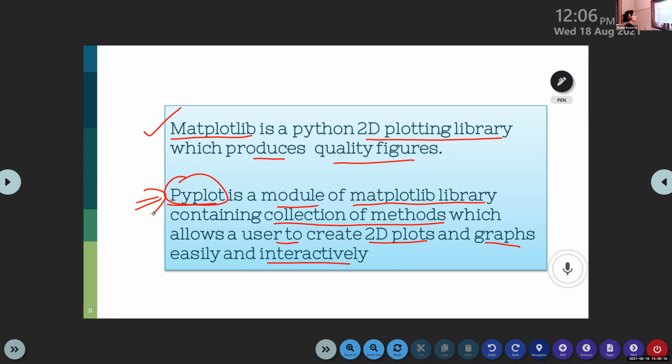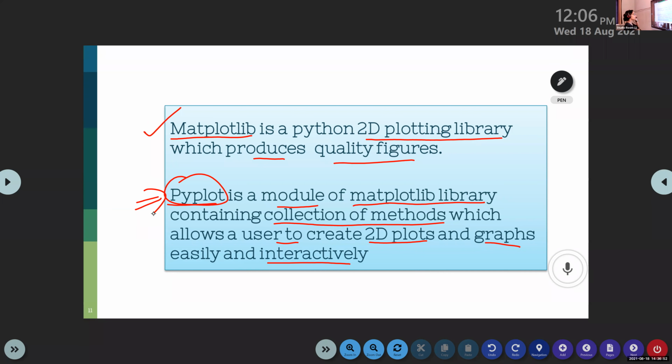So Matplotlib is a Python 2D plotting library, or we can say that package. So Pyplot is a module in that library or in that package. It is a part of Matplotlib library or package, which helps us to create 2D plots and graph. 2D means two-dimensional. It has x-axis and y-axis, isn't it? So please do write this.